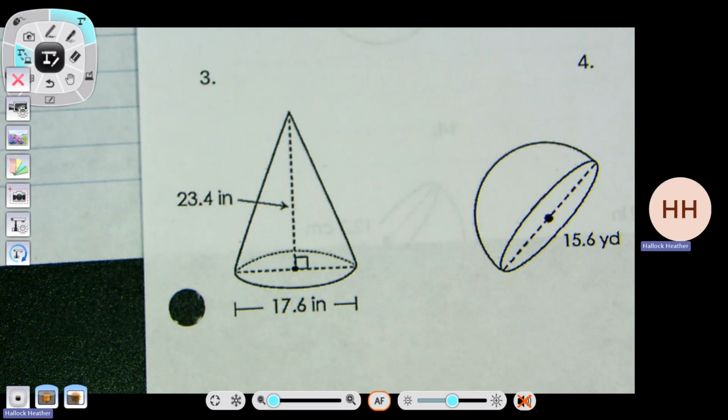8.8. So keep that in your calculator and then multiply by 9. So you should be using 8.8 as your radius.